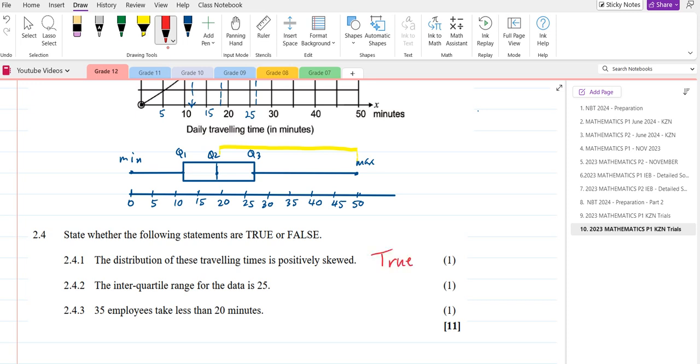The interquartile range for the data is 25. Is it 25? What's the IQR? IQR is Q3 minus Q1. Q3 was 27 minus Q1, which is 12. So I'm actually getting 15, not 25. So this is false.